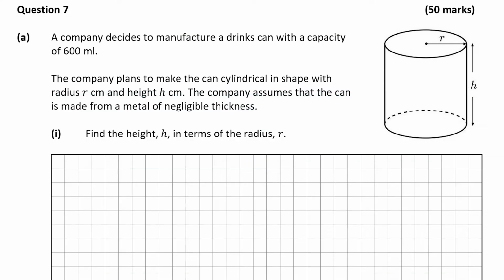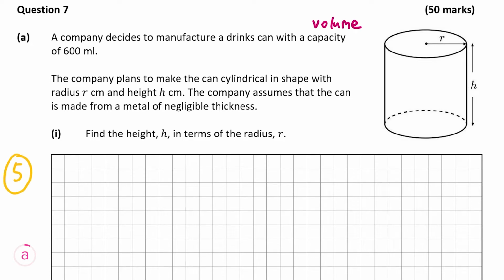Question 7, which is a 50-mark question on area and volume, financial maths and a small bit of calculus. So we're told in question 7, part A, that a company decides to manufacture a drinks can with a capacity of 600 millilitres. Now capacity is just another word for volume. So the company plans to make the can in the shape of a cylinder with radius r centimetres and height h centimetres. So question 7A part 1 is worth 5 marks.